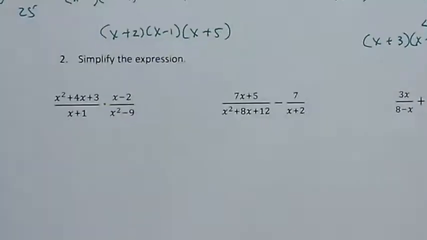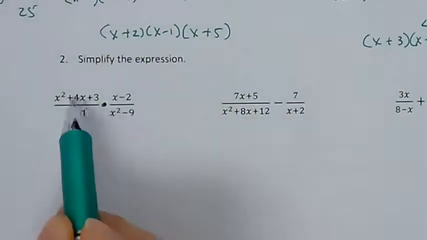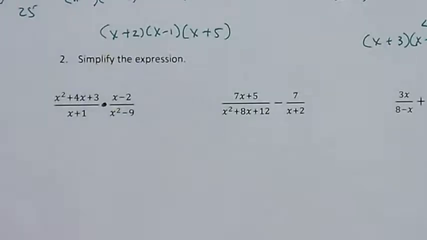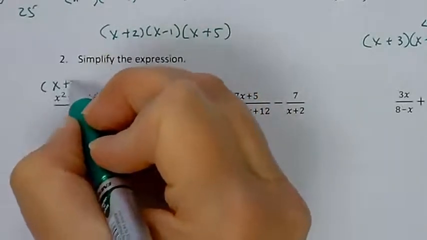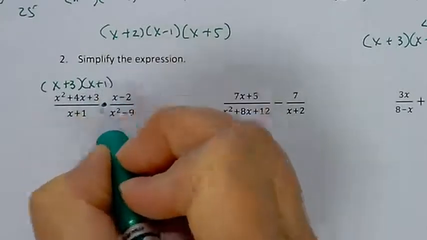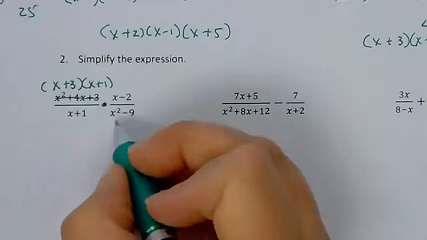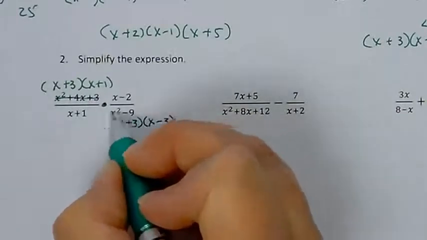So simplify the expression. So I have a rational expression, and notice here I have multiplied. So I could solve this by multiplying straight across and then reducing at the end, but I'm going to reduce to begin with. So I'm going to start by factoring each part. This goes to x plus 3 and x plus 1. This doesn't factor. This doesn't factor, but this goes to x plus 3 and x minus 3.